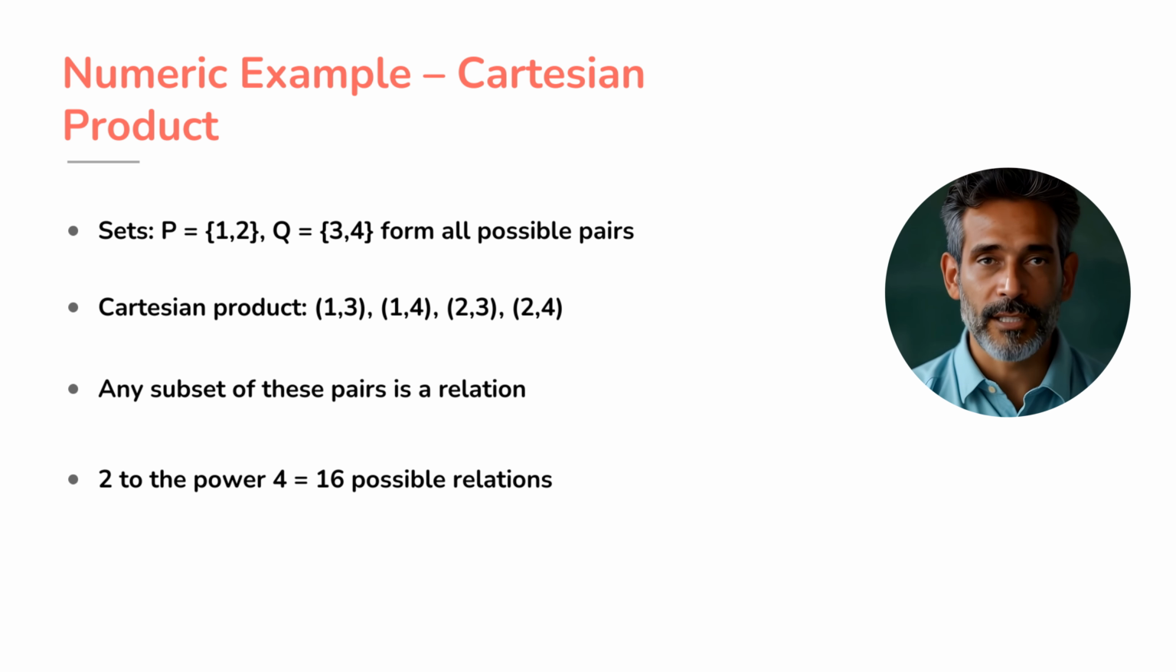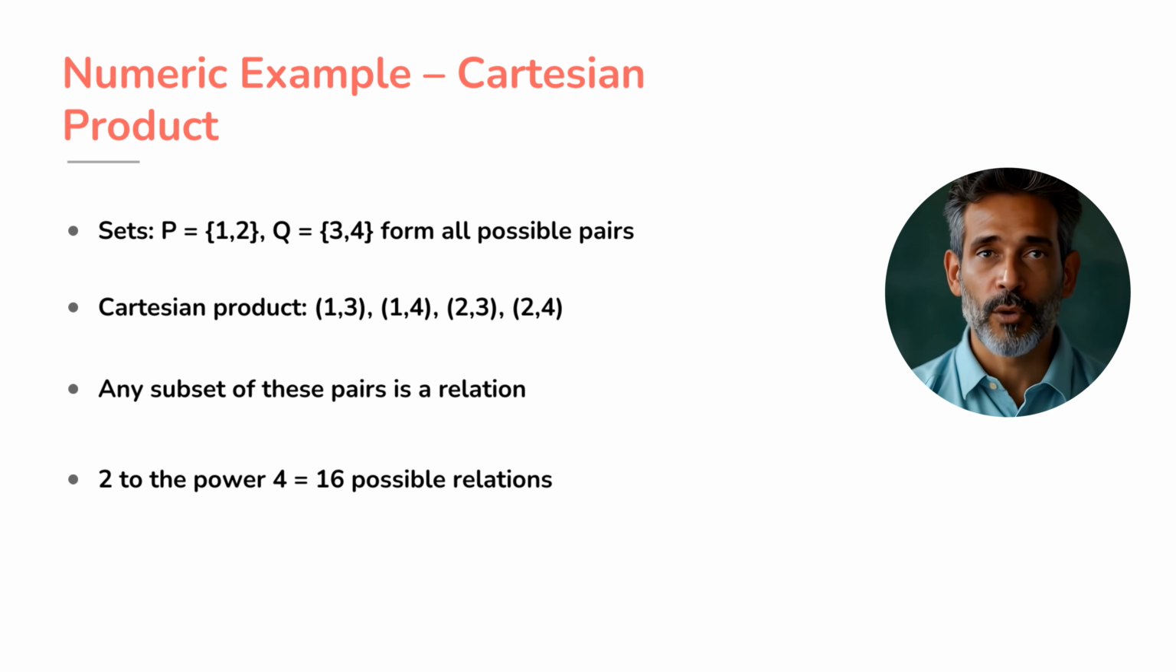Let's walk through a simple numeric example to see how this works in action. Imagine you have two sets. Set P, which contains the numbers 1 and 2. Set Q, which contains 3 and 4. To find all possible pairings, you create something called the Cartesian product. This means you list every way an element from P can be paired with an element from Q: (1, 3), (1, 4), (2, 3), (2, 4). These are your four ordered pairs.